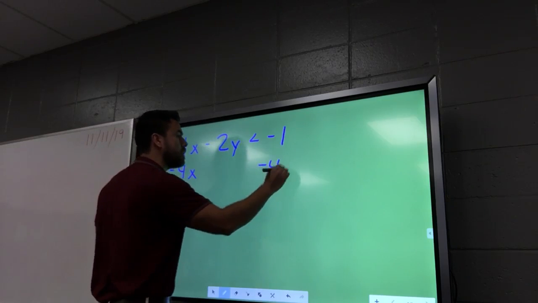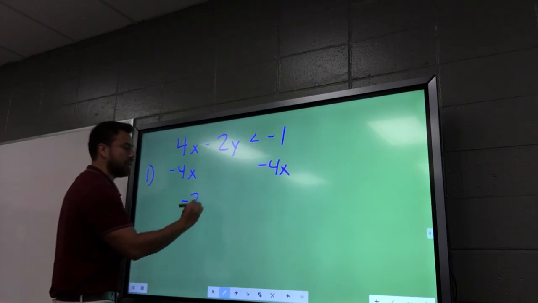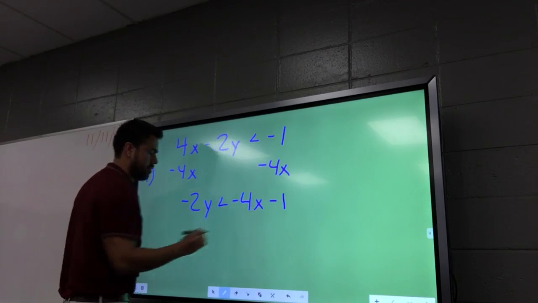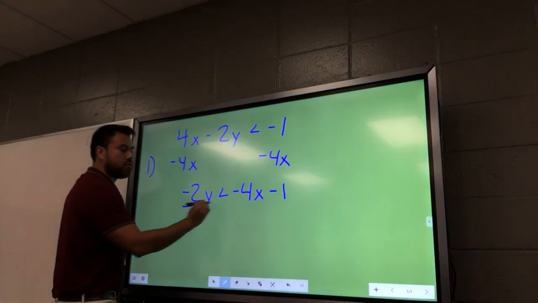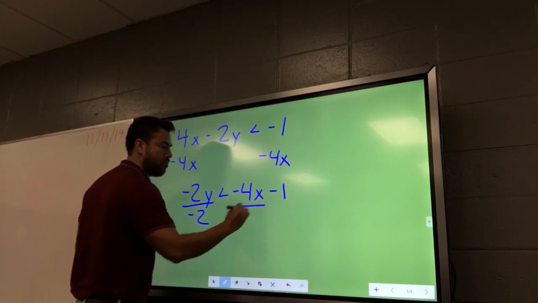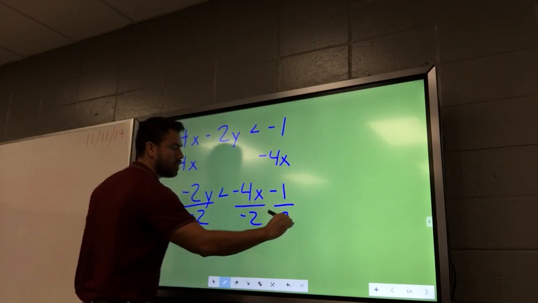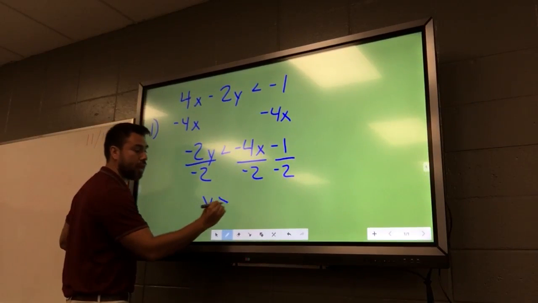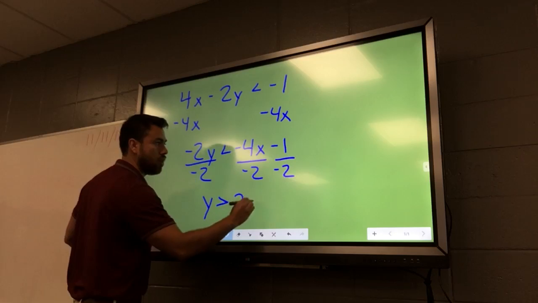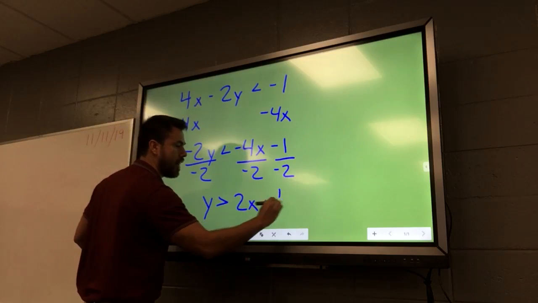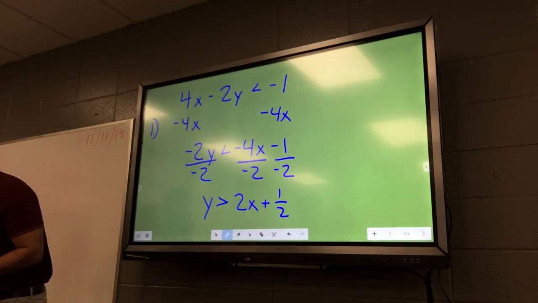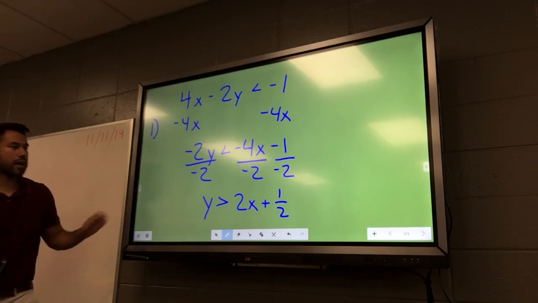And some of you already pulled this out when you're working out the last problems. When you divide both sides by a negative, what happens to that inequality sign? So it should become y is greater than 2x plus a half. Okay.